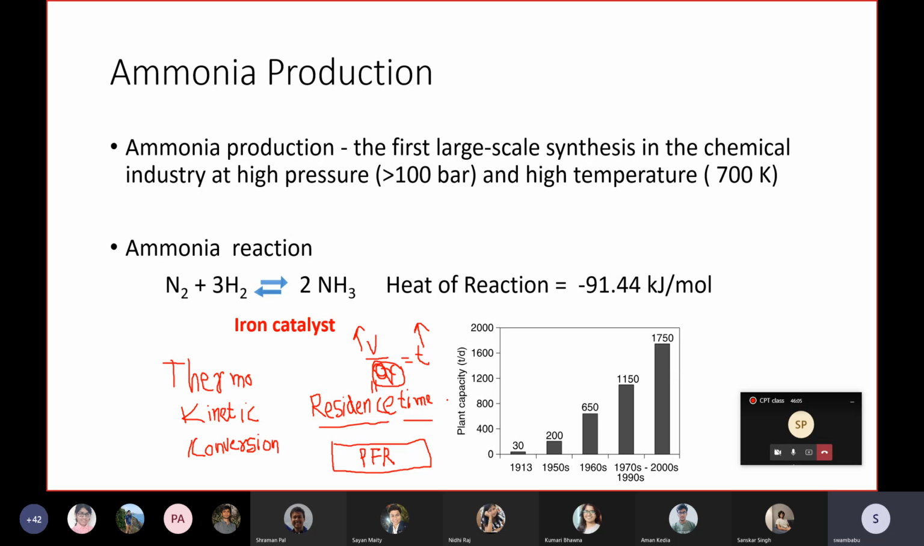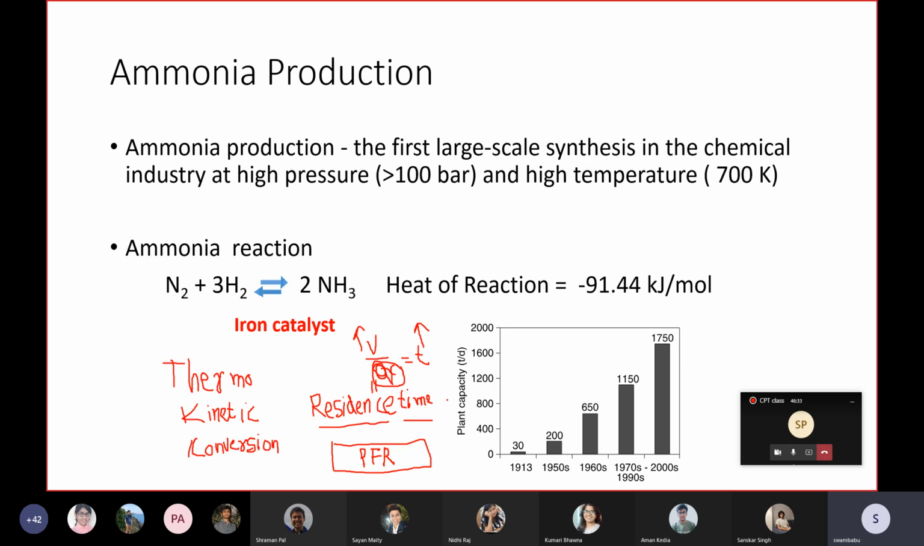So, for a given input, if you have high residence time, we need a higher volume of the reactor. When does high residence time happen? Slow reactions. Slow reactions require high residence time. High residence time means a higher volume of the reactor. So when the reactor volume is big, everything becomes big.